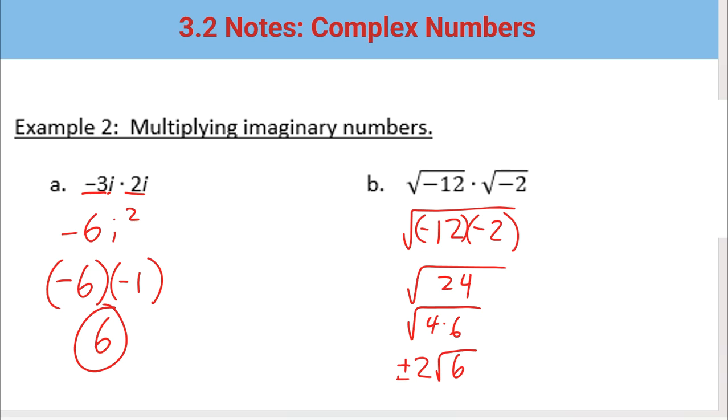If you worked these separately, you would get the square root of negative 1 times 12 times the square root of negative 1 times 2, and then you could work these out that way, right? The square roots of negative 1 would become i. i times i is negative 1.